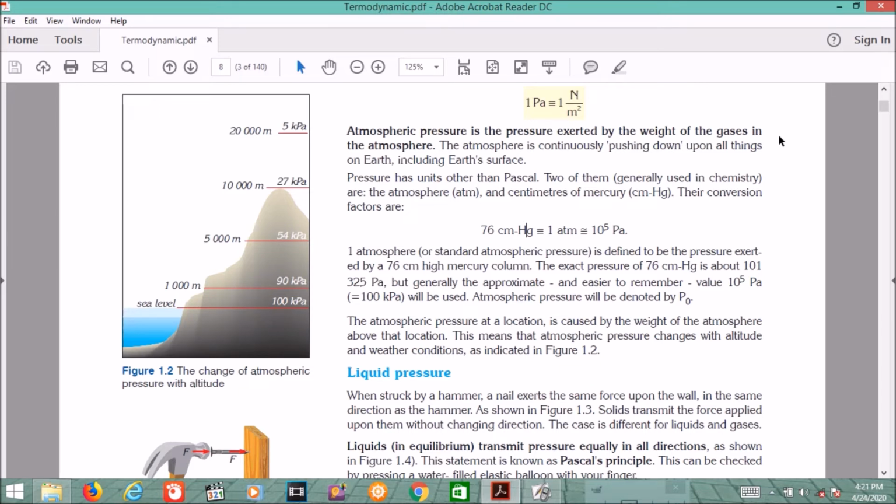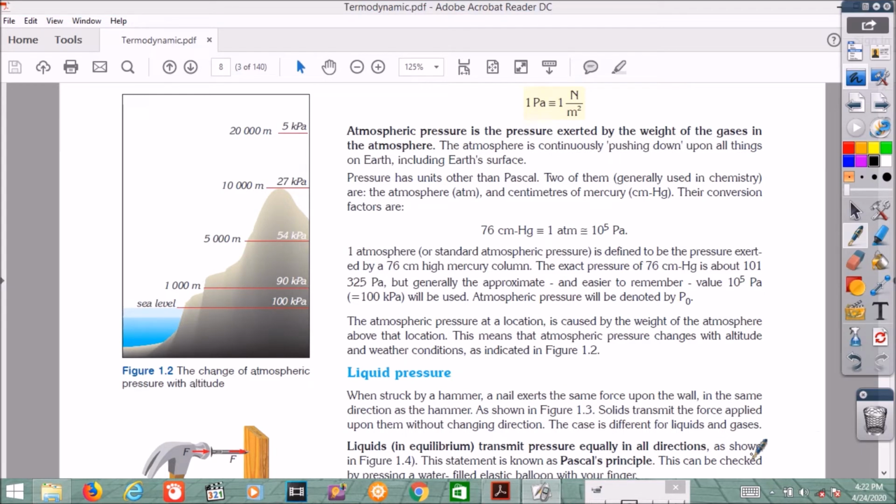In everyday life, there is something above us, that is air, gas. This is the object above us, because the air or the gas has mass, it has weight, and weight is a force. Because of that force, and because our body has a certain area, we feel pressure from the air, from the gas above us. The name for this is atmospheric pressure, or pressure exerted by the weight of the gases in the atmosphere. The atmosphere is continuously pushing down upon all things on earth, including earth's surface and humans. Here is another piece of knowledge: pressure has other units, not only Pascal, not only Newton over meter square, but also ATM and centimeter Hg.